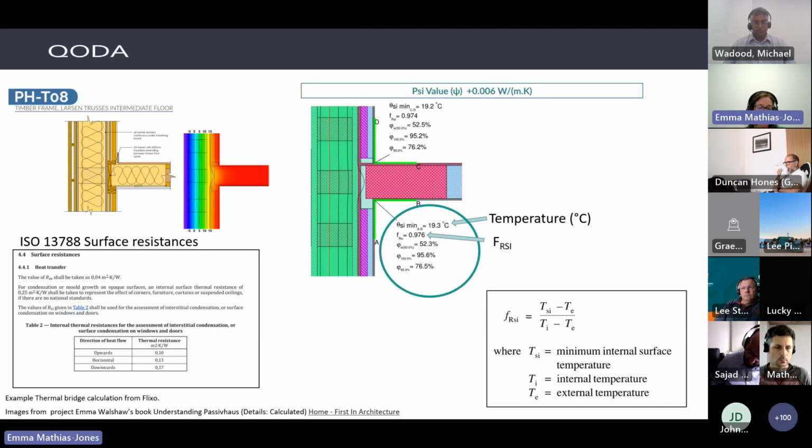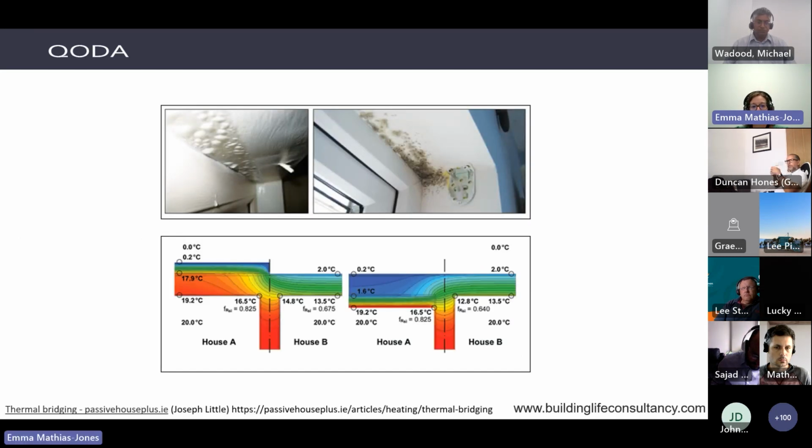Yeah, some surface resistances just for reference. And this is yet another example. So in house A, on the left-hand side, we're adding external wall insulation. So you can see how that internal point is down at 16.5. That has a knock-on effect. And then there's an external wall insulation option and an internal wall insulation option.